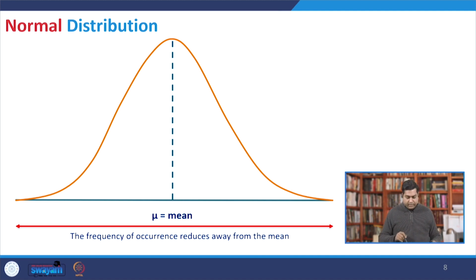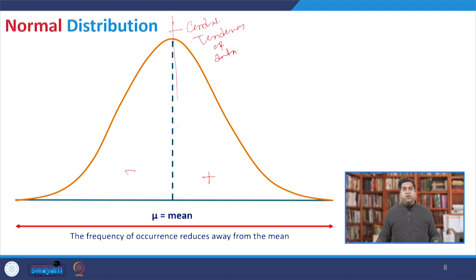Whenever it is a normal distribution, the top of this bell shaped curve is nothing but the central tendency of data. Okay, so that is the mean. The moment it goes to the right side, the values are more than the mean, and when you go to the other side, the values are less than the mean.